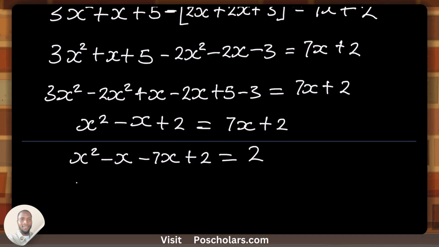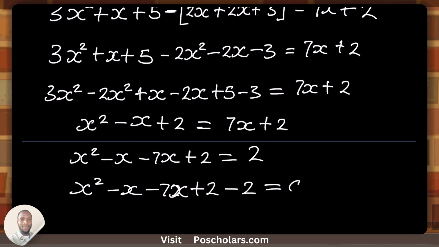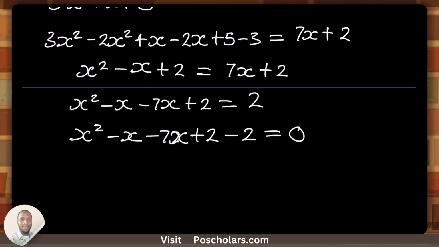When we do that, we have x squared minus x minus 7x. We have our plus 2, then minus 2 equals, this one now is gone because we have subtracted 2 from both sides. So equals, nothing is left here except 0, right? So we continue simplifying. When we do that, we have x squared, then minus x minus 7x gives minus 8x, right? Then plus 2 minus 2 gives 0. So this 2 has been eliminated, equals 0, right?